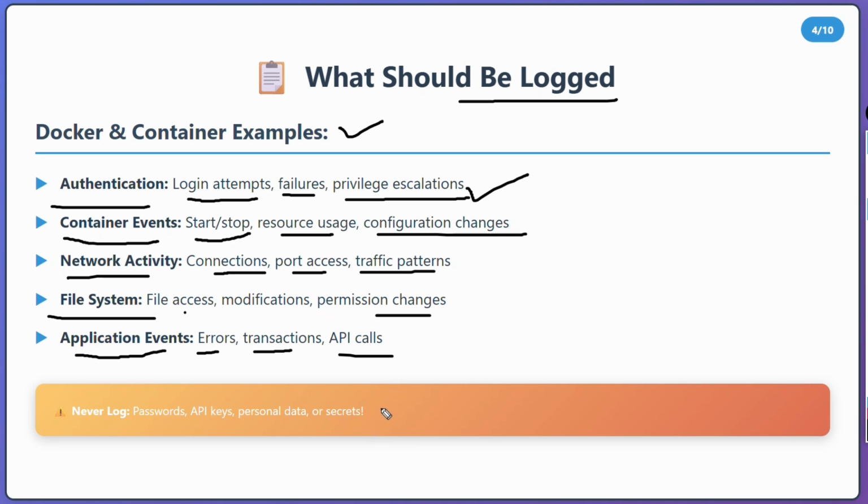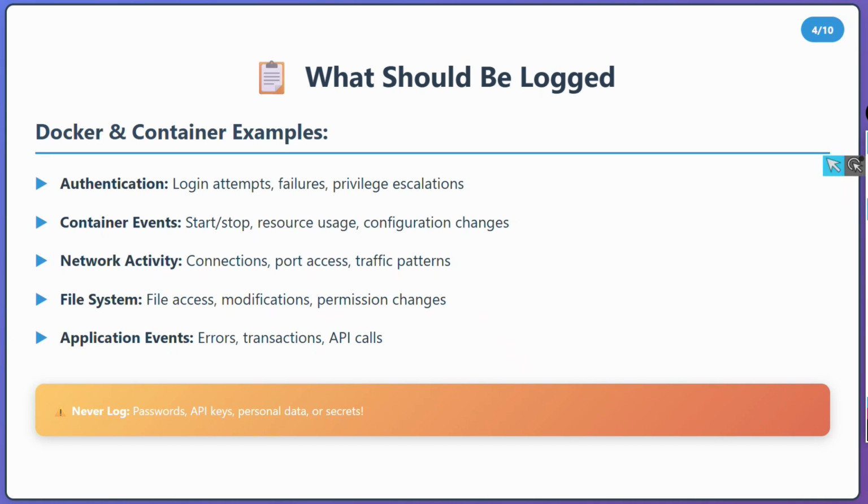One key point here is that we must never log passwords, API keys, personal data, or secrets. We need to be careful whenever we set up logging on these key areas, like passwords, API keys, personal data, and secrets. This will lead to data leaks and compliance violations. It should not be included in the logs.